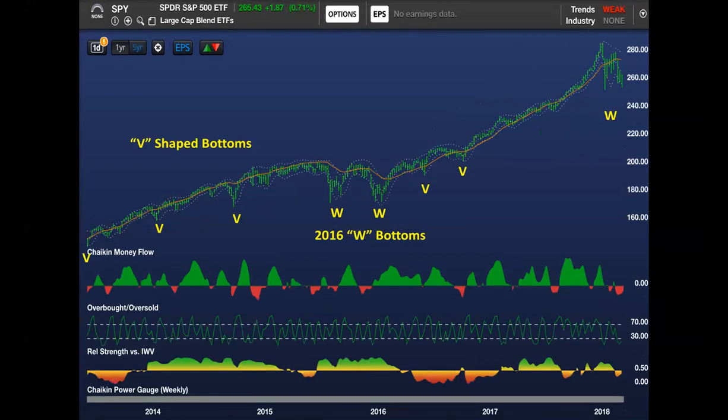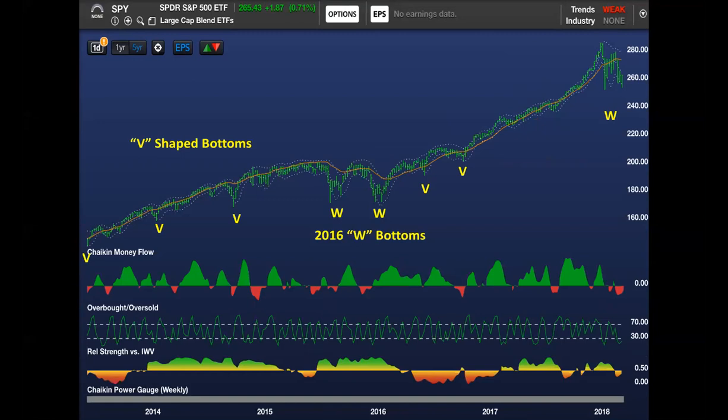But let's take a look at a longer view. This is a 5-year chart of the SPY. And we've labeled the bottom since 2013 either with the letter V or the letter W, because declines of 5 to 10% historically end in the form and shape with the letter V. That's why you hear the phrase buy the dips on TV, because you can confidently buy those dips expecting that the market will return back to a new high within a month.